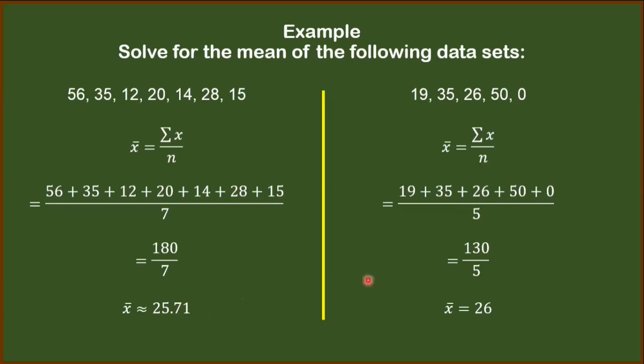So if you're going to compare the two dataset, we can see that in the first example, the mean can be a number which is not found in the dataset. However, there are also instances wherein the mean is present in the data itself. So that's it for the first measure of central tendency, which is mean for ungrouped data.